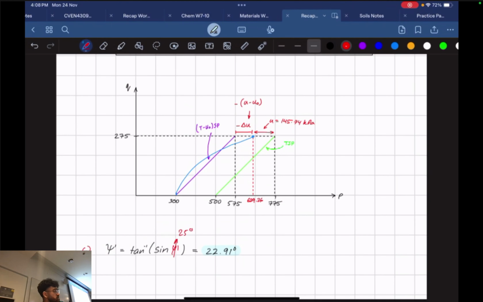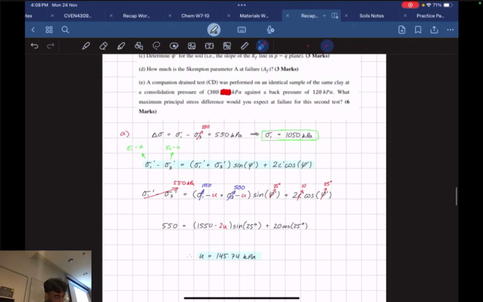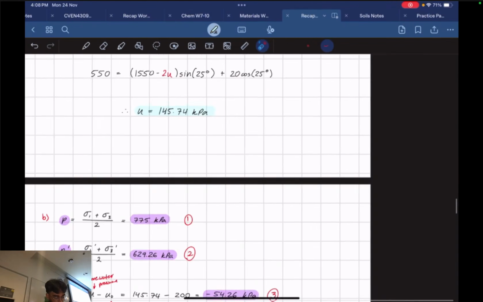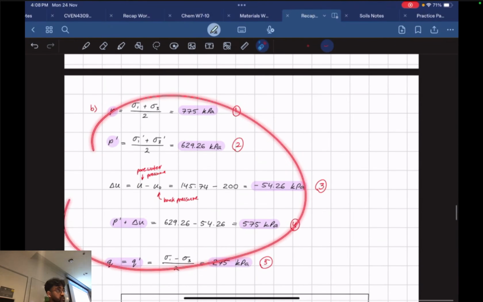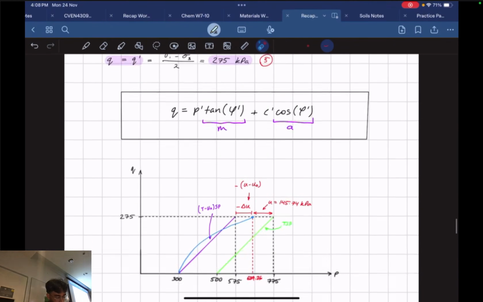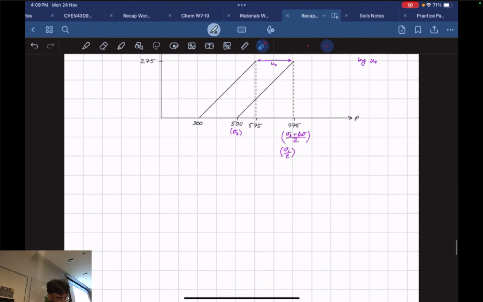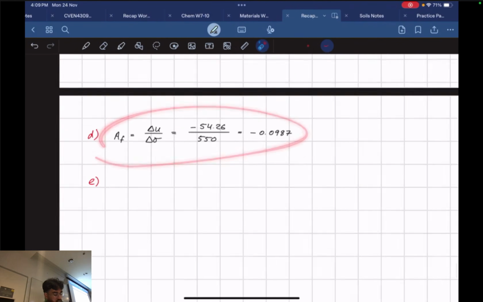Triaxial is pretty hard to understand, but if you're able to understand how to graph and how to use the formulas, it's just a bunch of formula work. The first formula I showed you guys was this one. Learn that formula. The second formula was these ones, your total stress path formula. The next formula was this one. There's one more formula I'm going to show you guys. This is for your Skempton parameter.